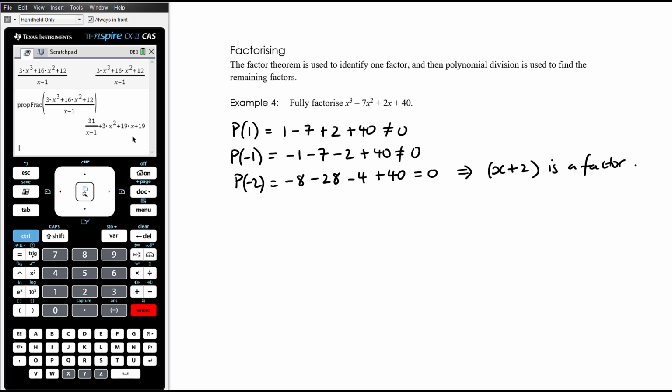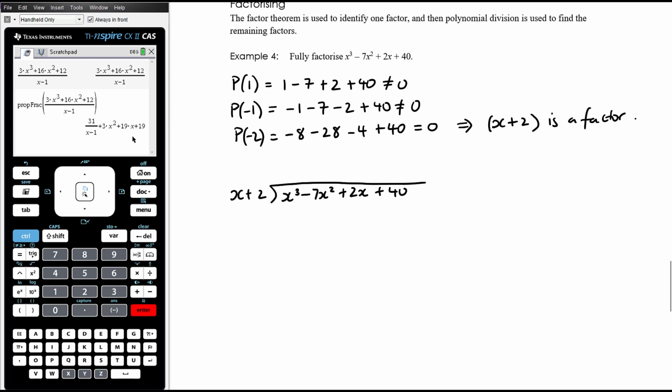So now once we've found one factor, to find the other factors, we want to divide that factor into our polynomial. So we're going to divide x plus 2 into x cubed minus 7x squared plus 2x plus 40. And away we go. So what do we multiply x by to get x cubed? X squared. Multiplying x squared by x plus 2, so x cubed plus 2x squared. Subtracting, negative 7x squared minus 2x squared is negative 9x squared. And bring down our next term.